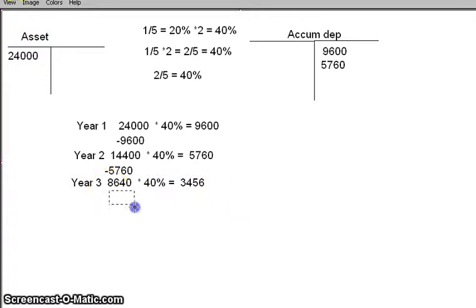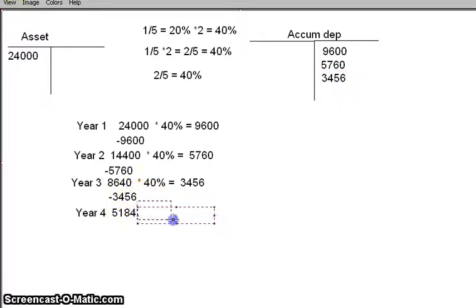So now we're going to subtract $3,456, and we've got year 4. And 8,640 minus 3,456 is $5,184, the book value in year 4. Oh, I forgot to fill in depreciation this year. Depreciation is $3,456.